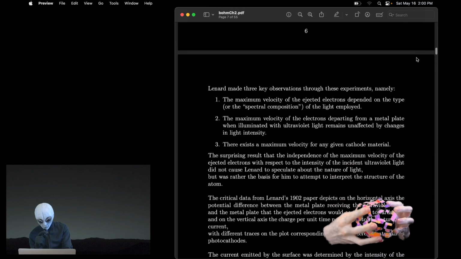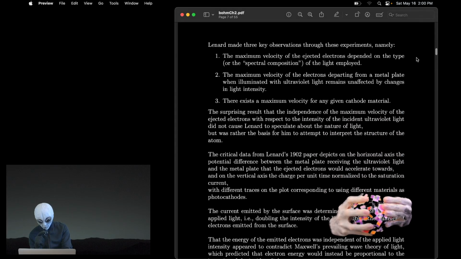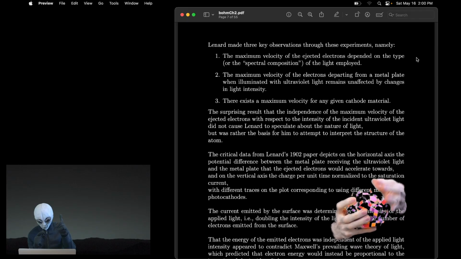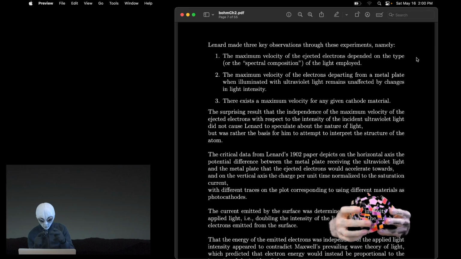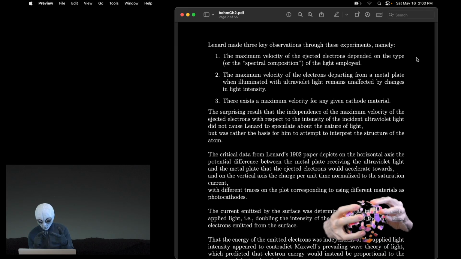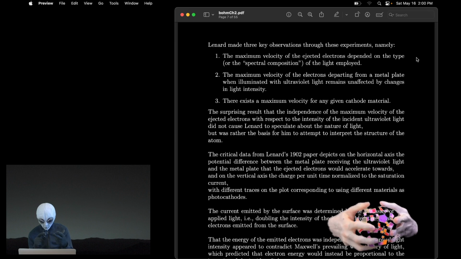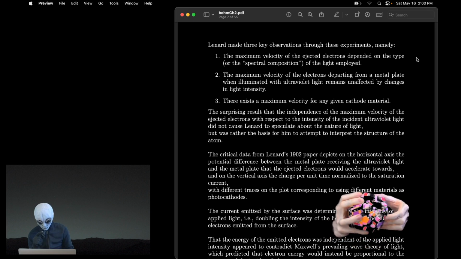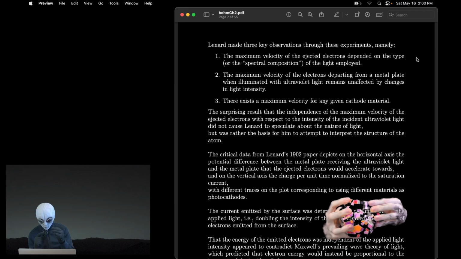Lenard made three key observations through these experiments, namely: 1. The maximum velocity of the ejected electrons depended on the type, or the "structural composition," of the light employed. 2. The maximum velocity of the electrons departing from the metal plate when illuminated with ultraviolet light remains unaffected by changes in light intensity. And 3. There exists a maximum velocity for any given cathode material.